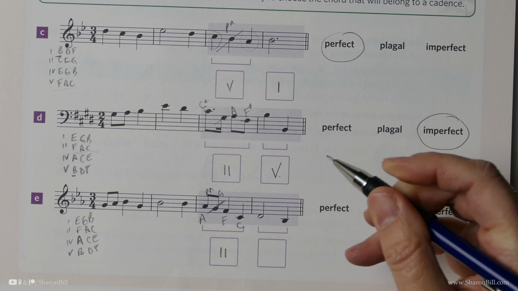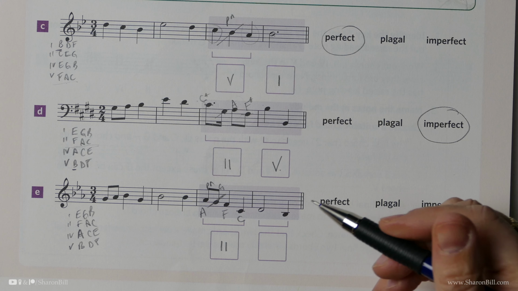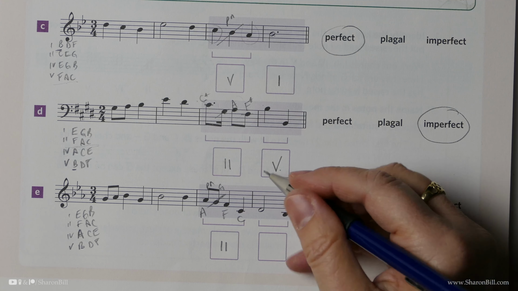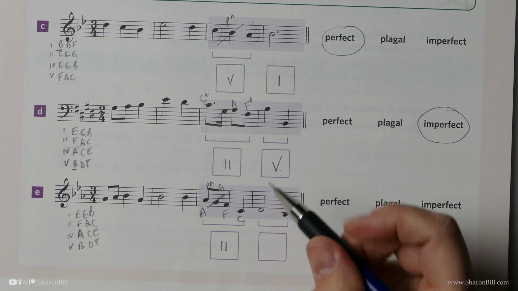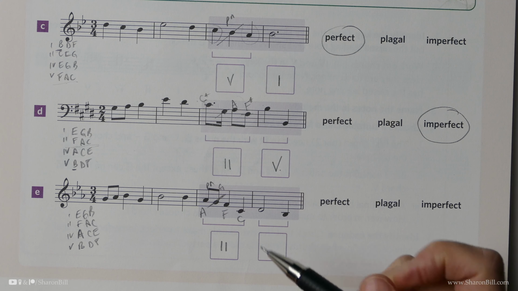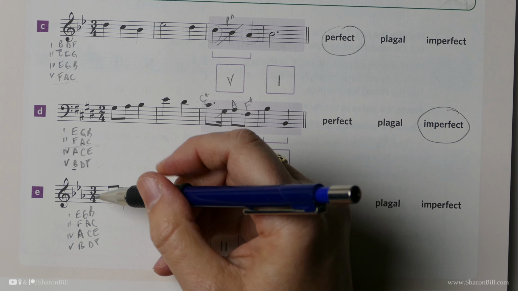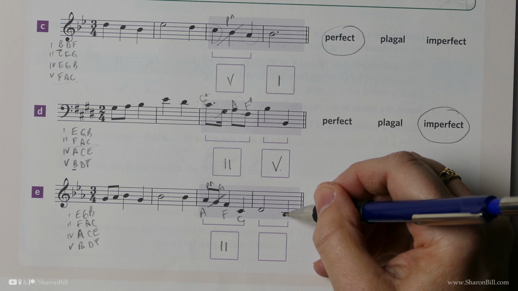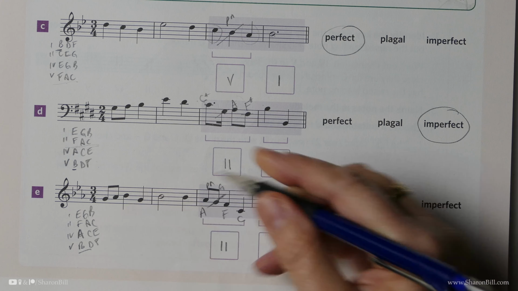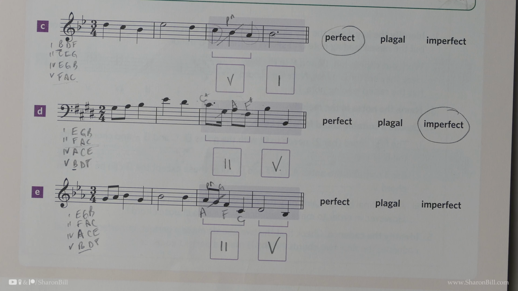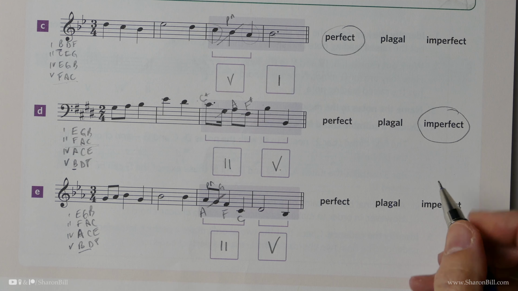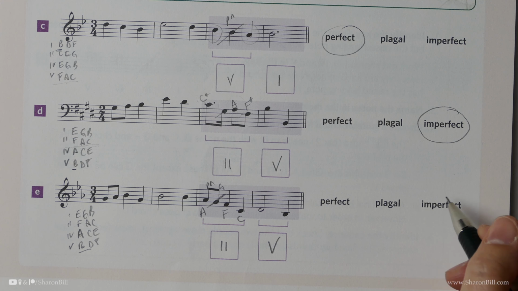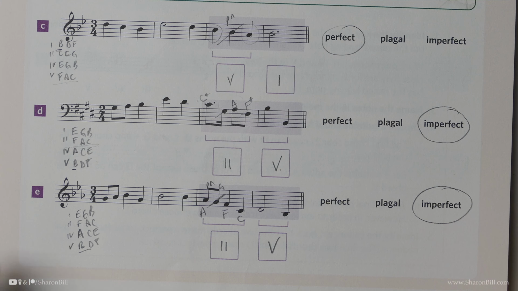And again, we know that it's got to go to chord 5 for the imperfect cadence. None of the other cadence progressions will work. And so let's see, we've got a B flat and a D, and that's enough to tell us we're on chord 5. So that's that one completed, telling us that we are definitely in an imperfect cadence.